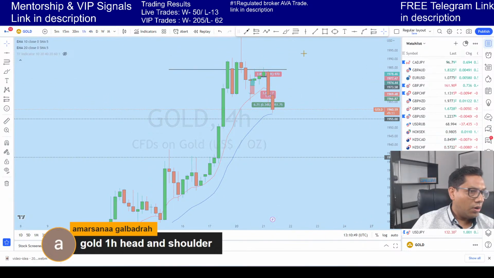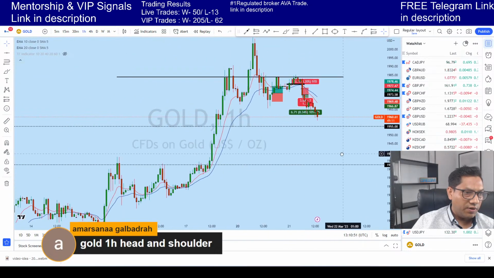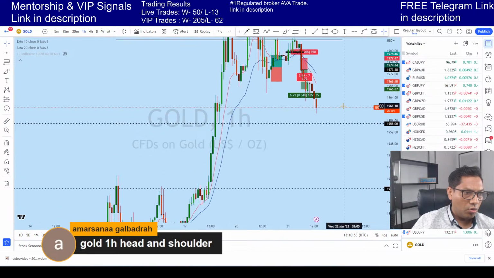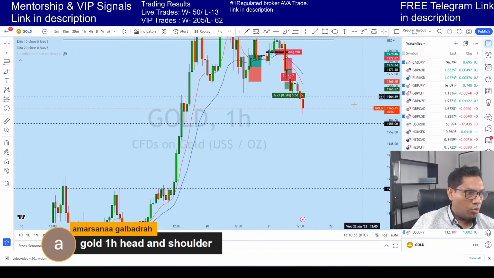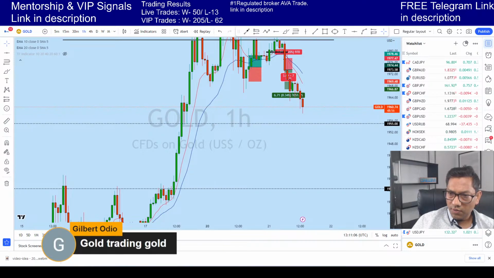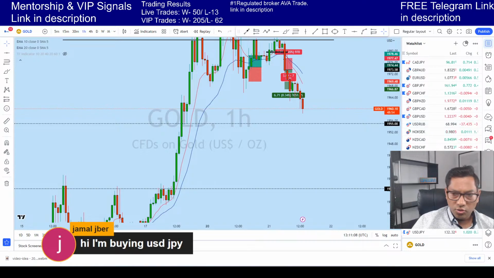Look at gold in the 1 hour, it looks like a very strongly bearish market now on gold, and we could see that this support is either breaking or grabbing liquidity. Let's see what happens. Good trading gold, thank you. I'm buying dollar yen. So look at dollar yen, dollar CAD. I opened a buy on one, check the chart, no problems.